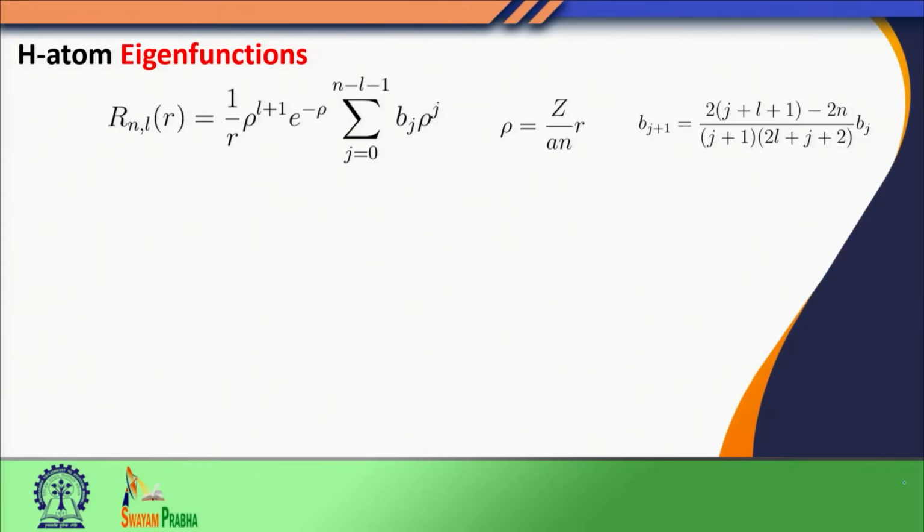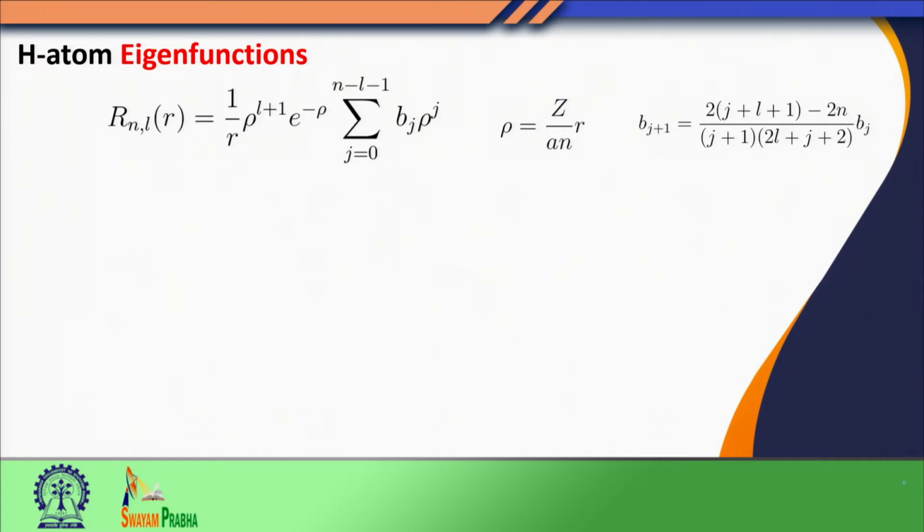Hello students, welcome to today's lecture. In the last few lectures, we have been discussing the quantum mechanical solution of the hydrogen atom problem. We have discussed the eigenvalues of the hydrogen atom, the energy levels, the emission spectra, and we have also started discussing the eigenfunctions. In particular, we are paying close attention to the radial functions of the hydrogen atom eigenfunction.